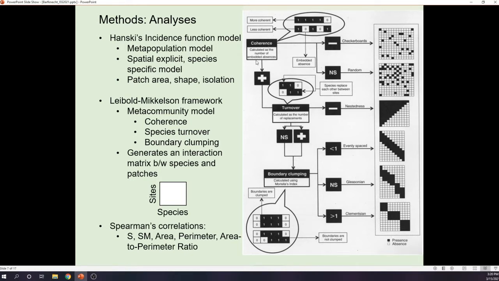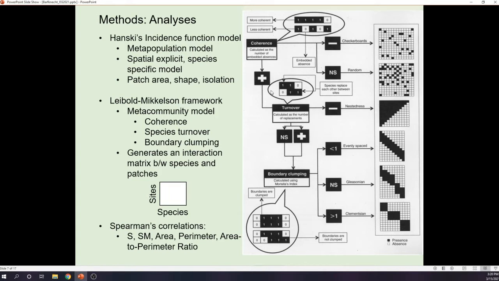And so to explain this a little bit further, this acts as a framework where you first calculate coherence, which is based on the number and occurrence of embedded absences within a community data set compared to a null randomized model. And so if you have either negative or non-significant coherence, there's no true metapopulation structure. You either have overdispersion of species across the matrix, or you have more of a null model where the occurrence of species is more random.